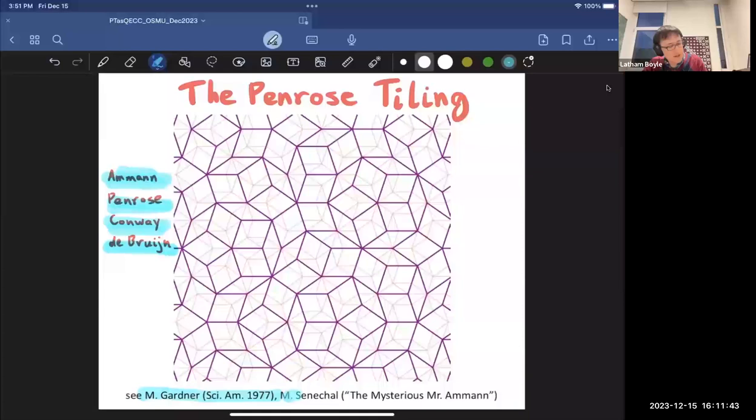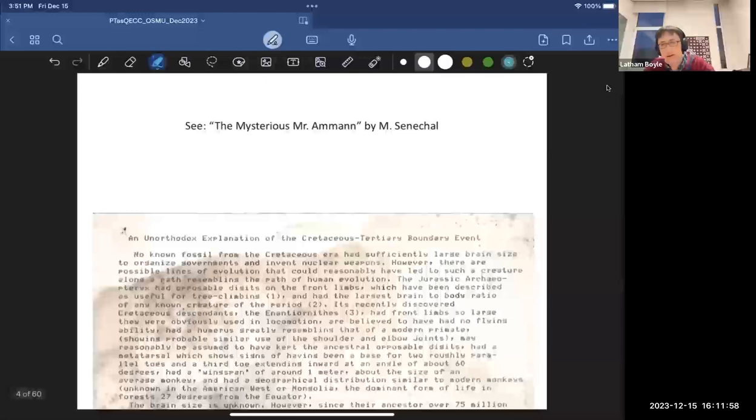I also recommend this article by Marjorie Senechal called The Mysterious Mr. Ammann, which is a biographical article about Ammann, who was quite a fascinating person. I can't resist saying one more thing about Ammann here. Marjorie Senechal mentions in her article that Ammann only ever wrote one paper himself and that he never got it published. I asked if she had a copy of that paper, and she dug up a copy of the manuscript and sent it to me. It's covered with mold stains because it was for decades in a storage place in her backyard.